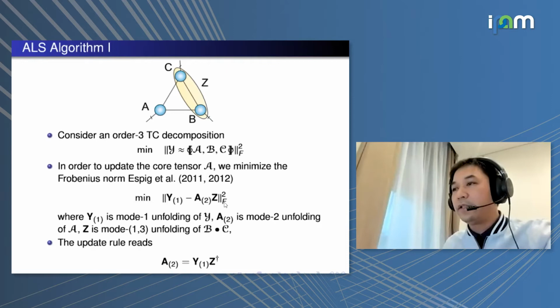You can see here this form, and then if you fix all the core tensors except the first core tensor, in this case you have something like this form. You can find the closed form expression for it. Here we show that this is the mode 2 unfolding of the first core tensor. For a Tensor Train with only three cores, instead of G1, G2, G3, we have three core tensors A, B, and C. So if we fix B and C, we can find the closed form expression for A easily. And it's right here, the update rule.